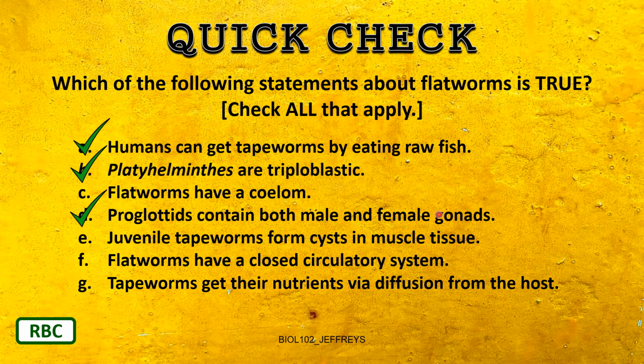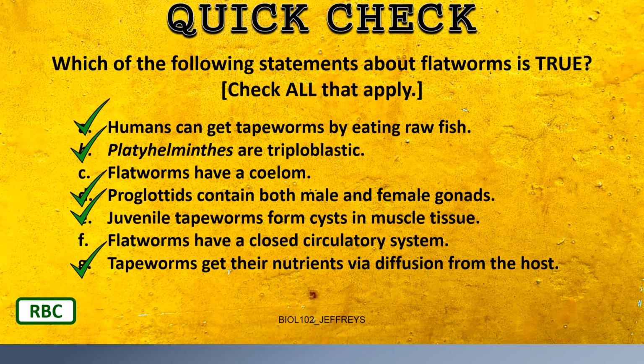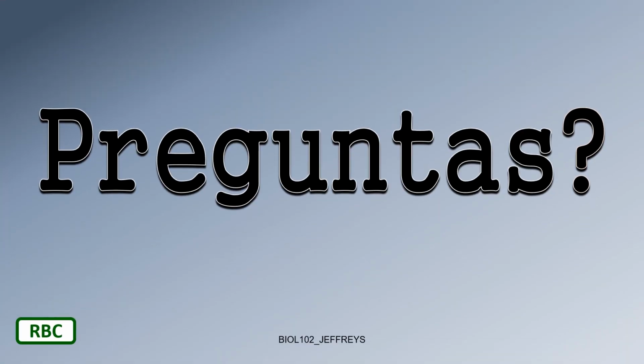Proglottids contain both male and female gonads. Remember, they can fertilize within a proglottid or fertilize between proglottids. Juvenile tapeworms form cysts in muscle tissue. We know that's true. Flatworms have a closed circulatory system? No, they don't have any circulatory system. And tapeworms do get their nutrients via diffusion from the host. Right? So you have a tapeworm. What you eat is feeding the tapeworm. Preguntas? Any questions?